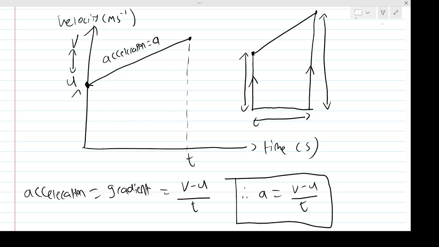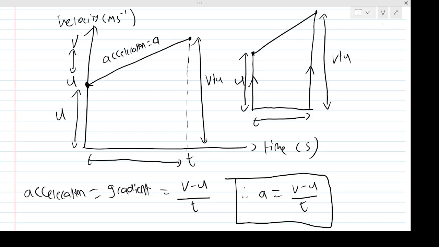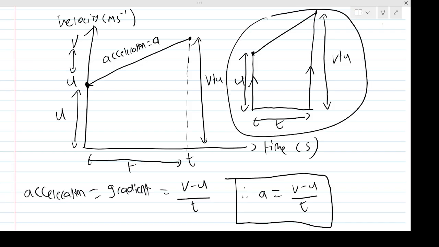So firstly, this side. This length is up to u, right? What's this side going to be? That side is going to be v plus u, right? So I have u here, and then v plus u, and then the base. Well, the base is just t, right? Then there we are. I've got all my ingredients here to work out the area of this trapezium, which will give me my displacement, right?